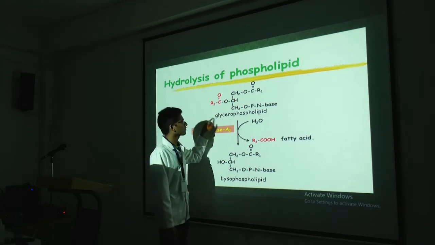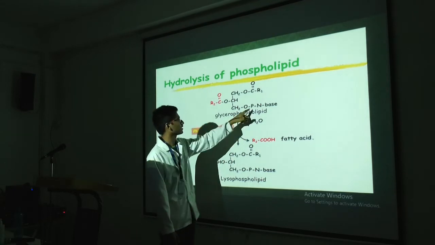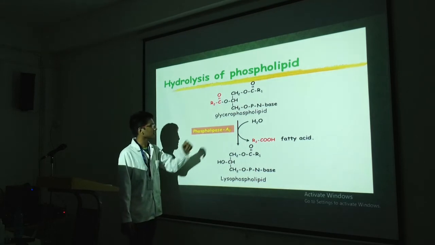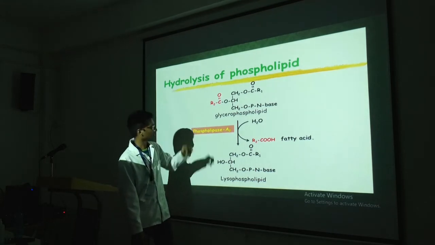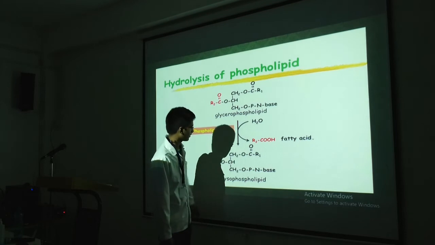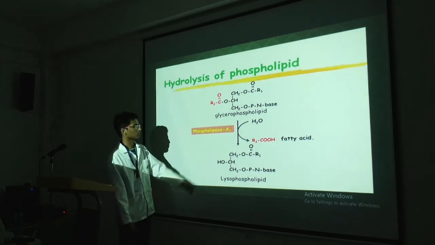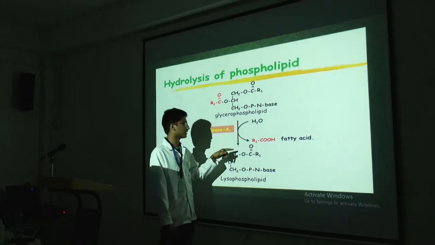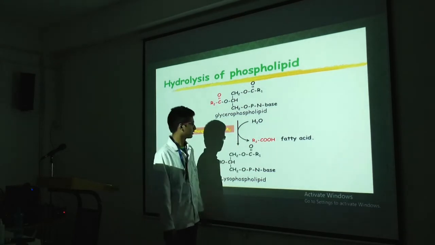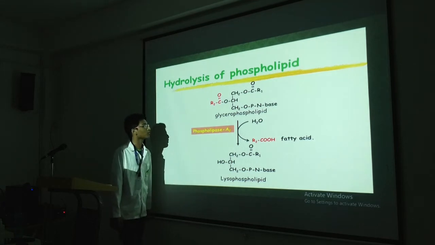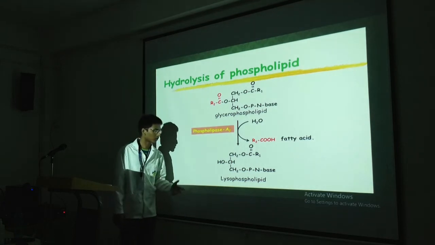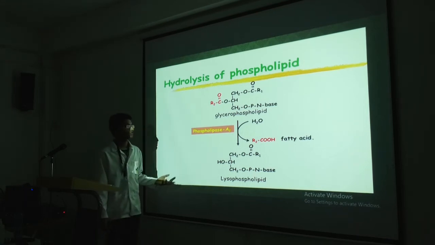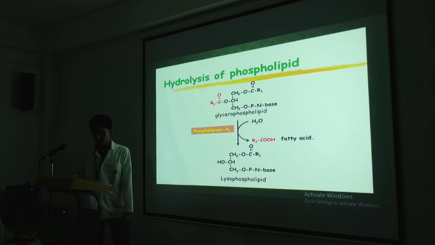So this is the glycerophospholipid molecule. Here we can see the phosphorus and nitrogen bond, and there is a base also. This phospholipid molecule is converted into lysophospholipid by the enzyme phospholipase A2. Here we can see the hydrolysis occur because H2O is added and carboxylic acid is released. So this is all about hydrolysis of phospholipids.